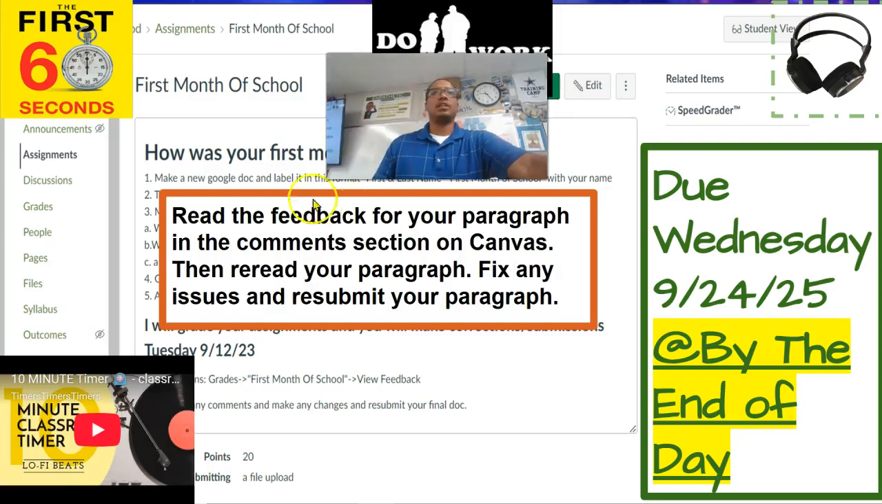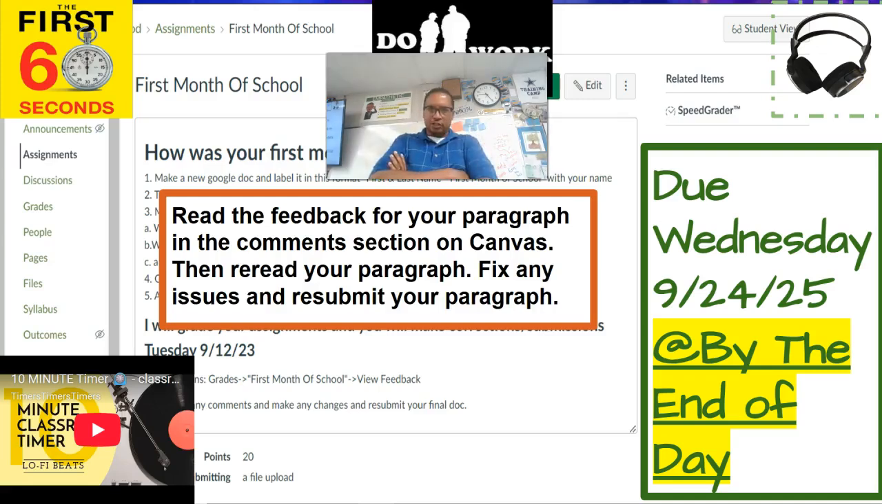I'm just going to read this. We talked about this yesterday, but it's the same thing you've got to finish off today because this is due. So read the feedback for your paragraph in the comment section. I think I should have said in Canvas, not on Canvas, but in Canvas. Then you're going to reread your paragraph after you've looked at the feedback and you looked at the suggestions, make any changes that are needed, reread your paragraph, fix all the issues, then resubmit your paragraph for a final grade. You guys got 10 out of 20. That was the first half. The final draft is worth the other 10 points, so make sure that you get that done accordingly.